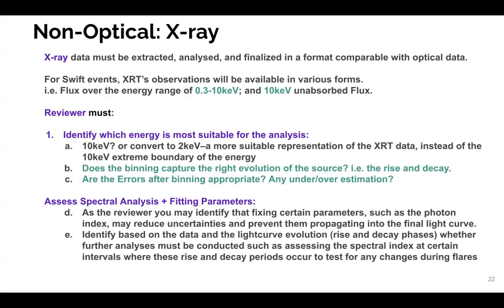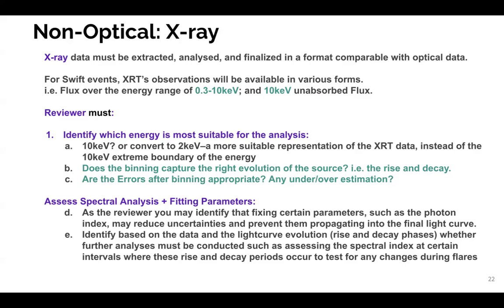For Swift events, for example, you'll find it in different forms. You'll find the flux over the entire energy range. You'll find it at 10 keV. So a reviewer's job is to identify which energy would be most suitable for the analysis. So whether to take the energy at 10 keV or convert to 2 keV, which is what we did here, as we assumed it to be a more suitable representation of the data instead of an extreme boundary.